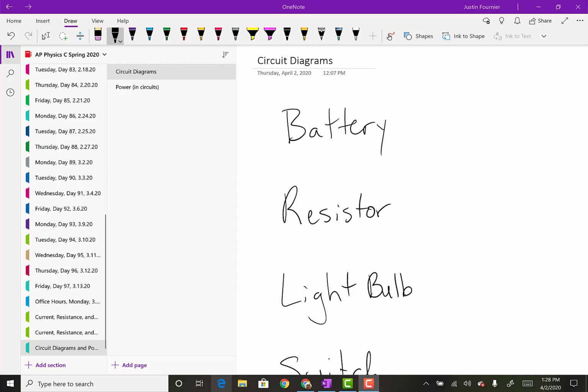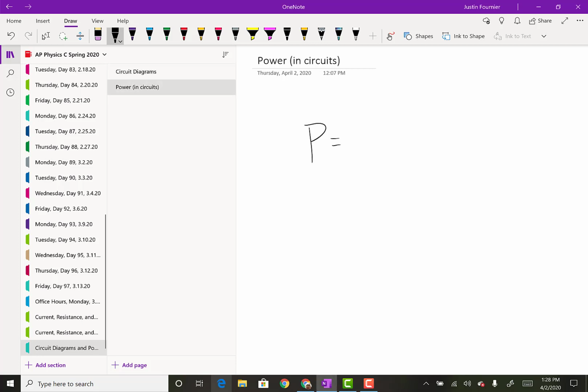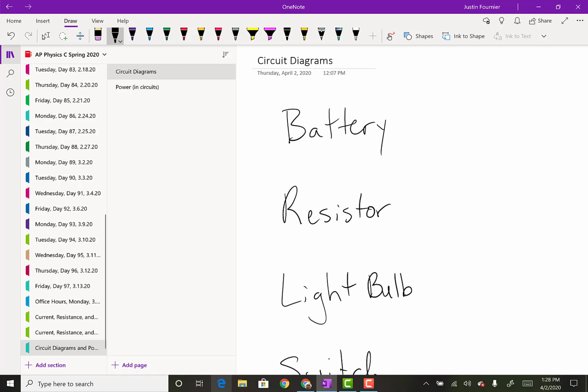Hi everyone. So today we're going to be going over circuit diagrams, what to expect in drawing circuit diagrams, how to read them, as well as power in circuits. How do you calculate power in circuits?